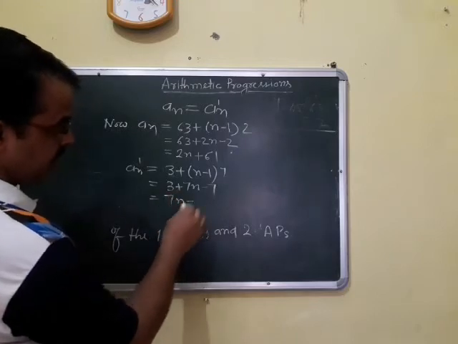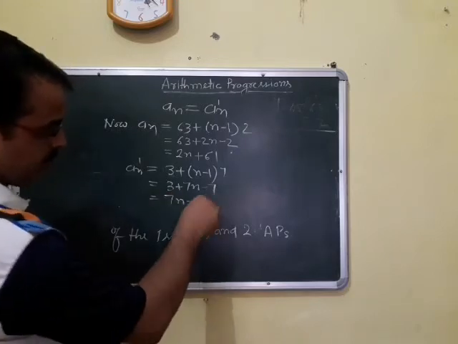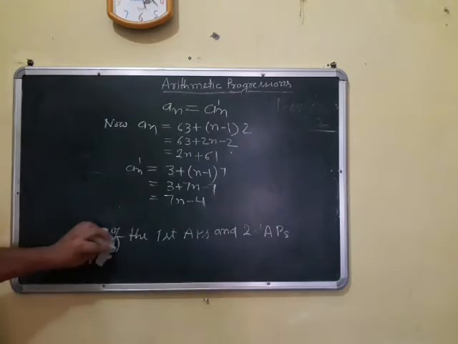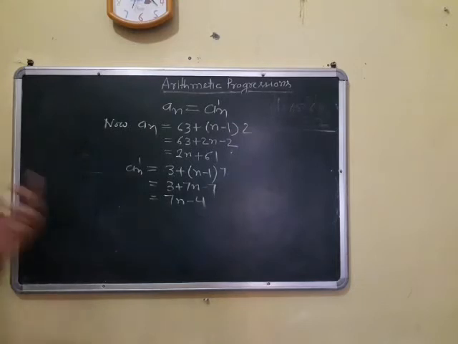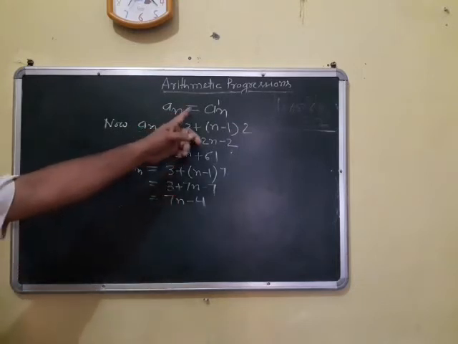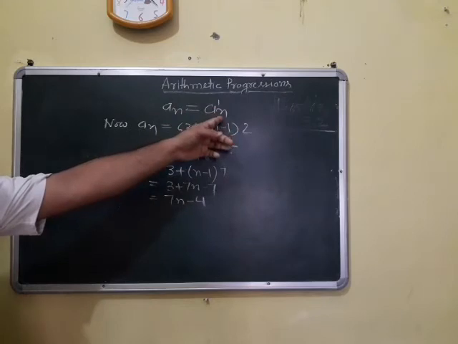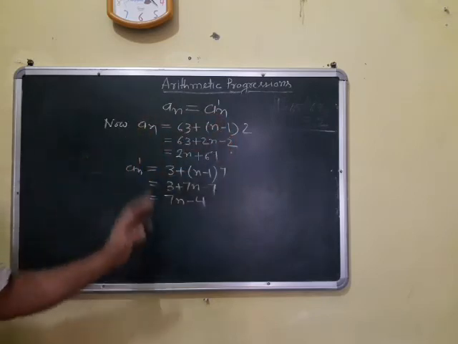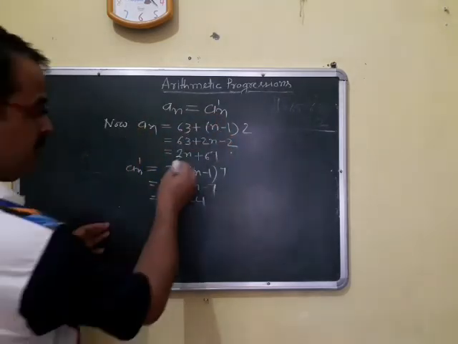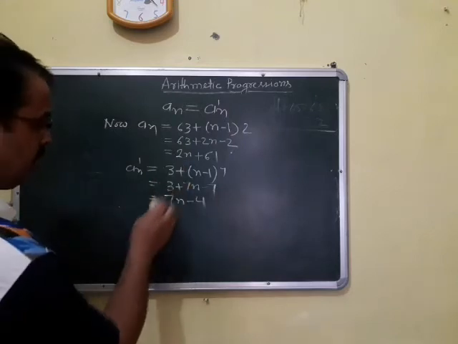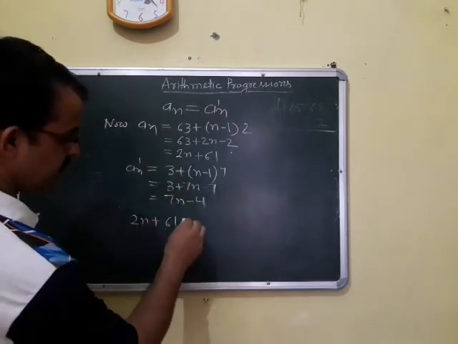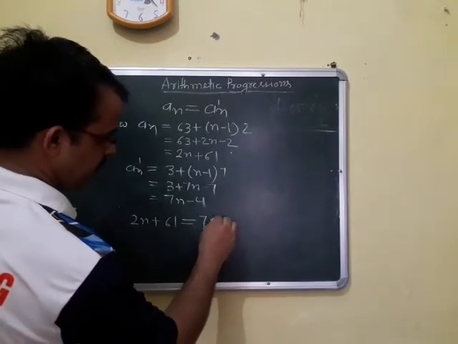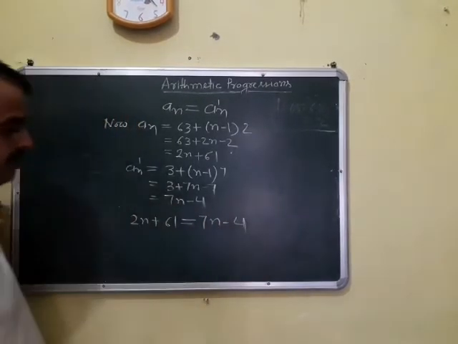7n minus 4. Find this one, and both are equal, we denote a_n is equal to a_n dash. Both are equal, so put the equal in values. Now here, 2n plus 61 is equal to 7n minus 4.